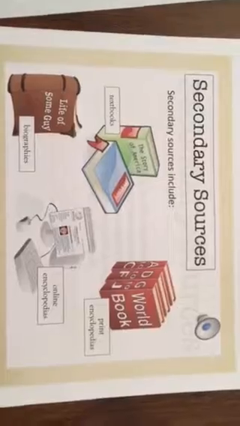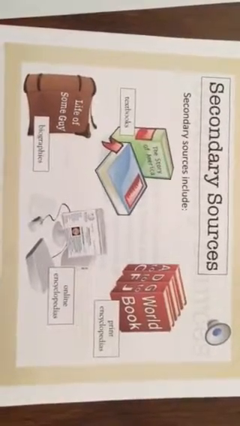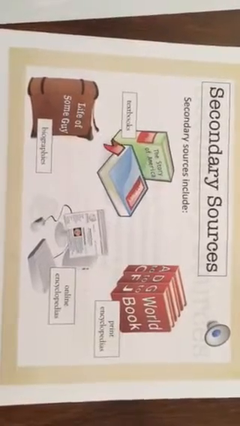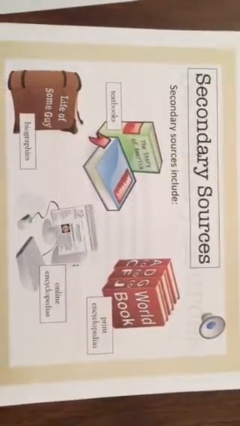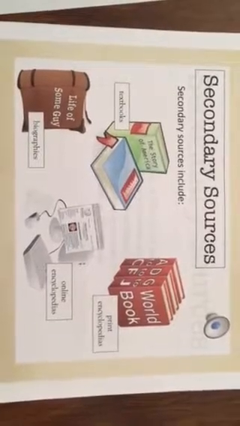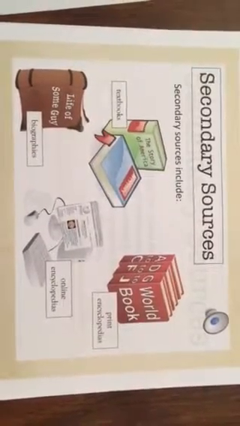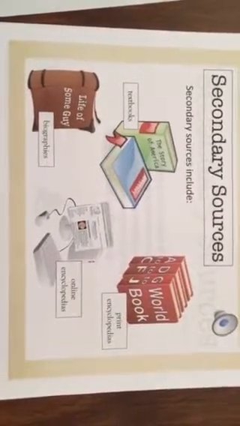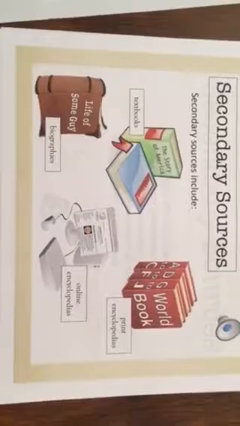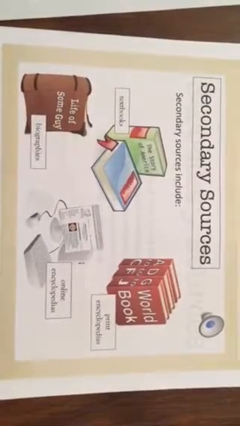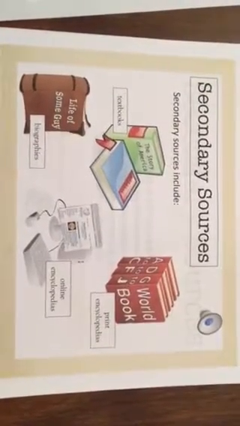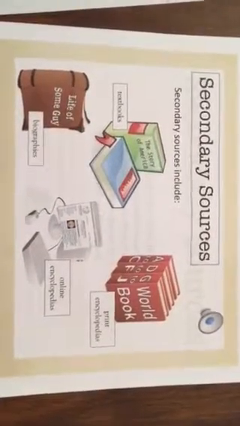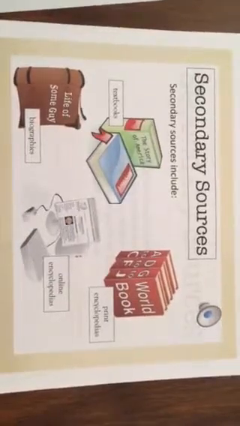Some secondary sources you will see being used today, especially in classrooms, are encyclopedias. Online encyclopedias are fabulous. You can search so many different things for information. Textbooks, all of those history books that we have, those are secondary sources. And biographies. These are written about people who lived during certain time periods, not to be confused with autobiographies, which are actually written by those people about their life, so that would be more of a primary source.